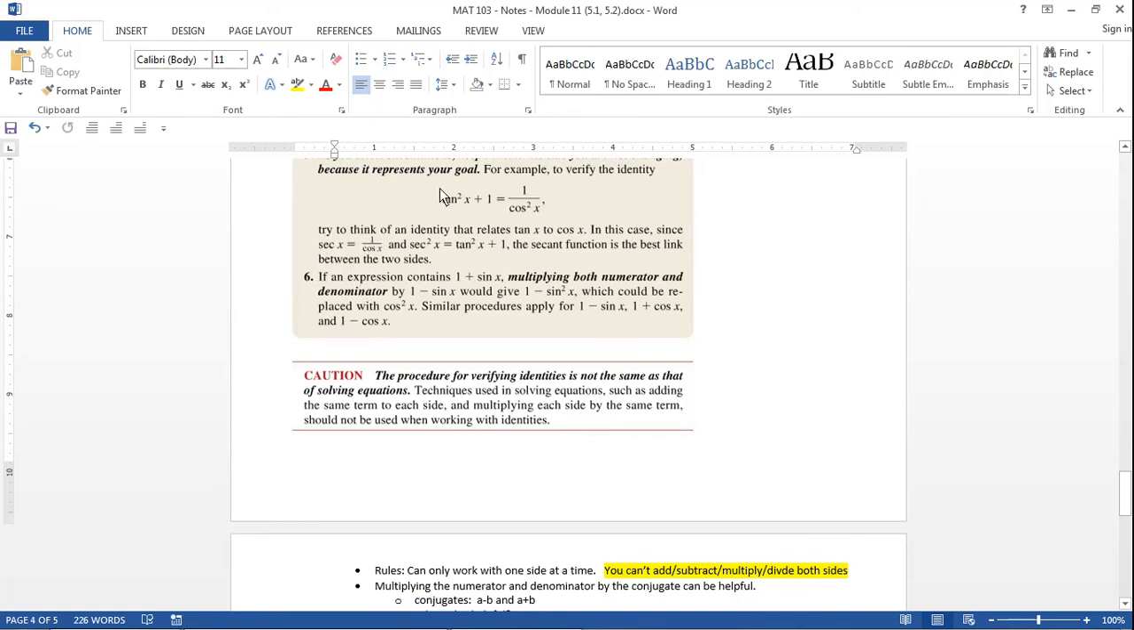We actually kind of did this one earlier. We want to use secant to relate tangent to cosine, rather than use one of our other identities. So look at both sides. Make sure you're heading in the right direction, not just going off on some wild tangent.